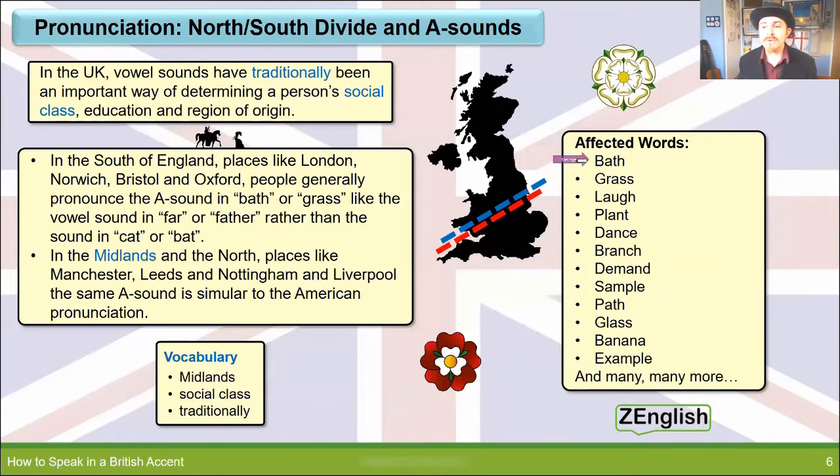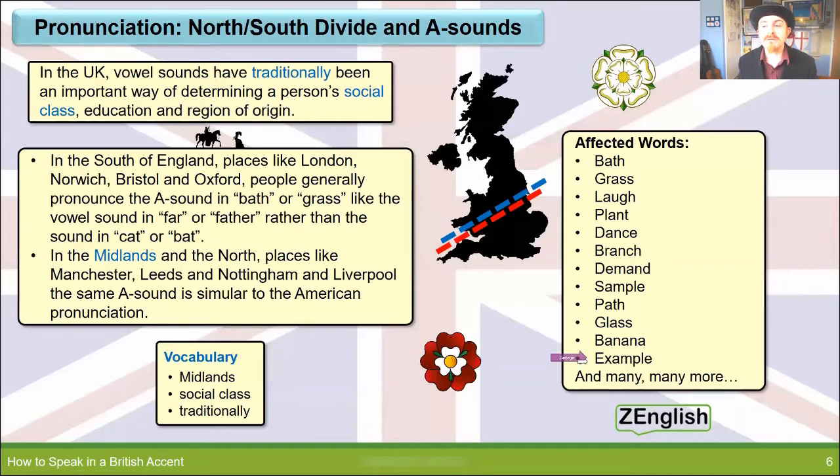South, bath. North, bath. South, grass. North, grass. South, laugh. North, laugh. South, plant. North, plant. South, dance. North, dance. South, branch. North, branch. South, demand. North, demand. South, sample. North, sample. South, path. North, path. South, glass. North, glass. South, banana. North, banana. South, example.